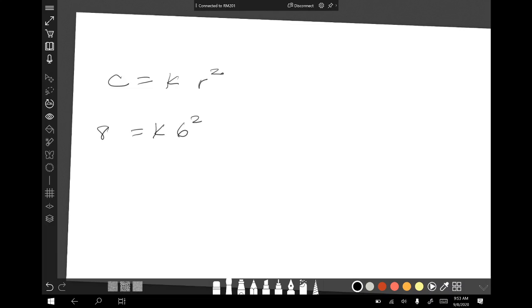All right, so I need 6 squared. Oops, 36. Those are multiplied. And now divide 8 by each side. Not 8, I want to get k alone. So divide by the 36. That way, it's no longer on the right side with k. K is by itself. And that's your ratio over there.